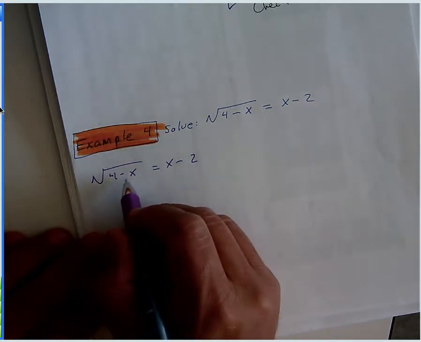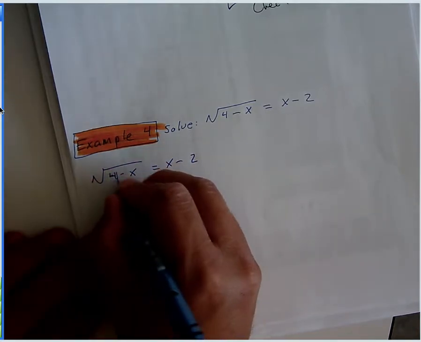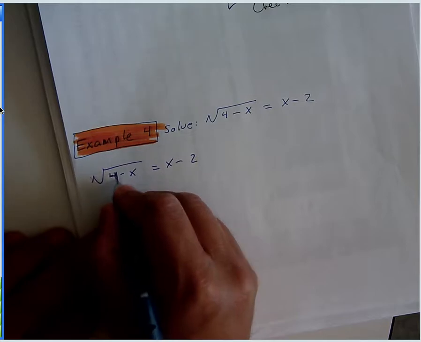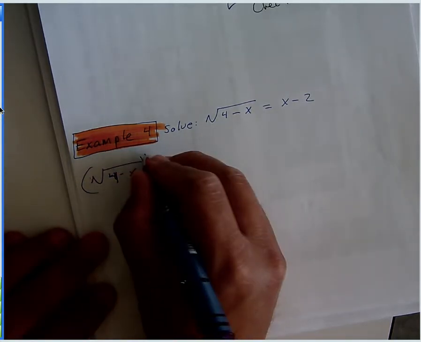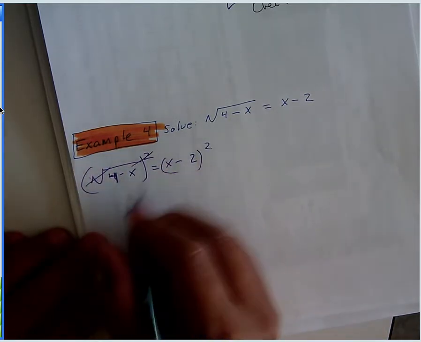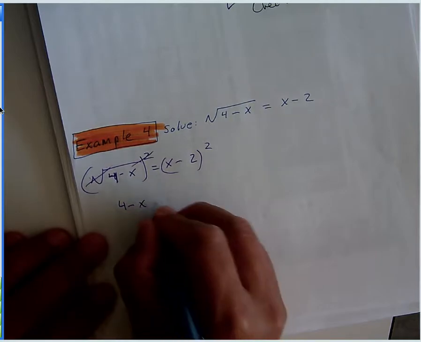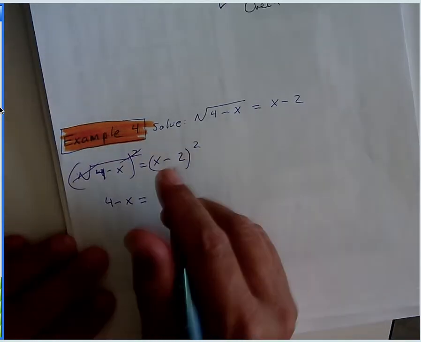So again, the radical is already isolated on one side, meaning this thing. So you're going to raise to that index. That index is 2, so you're going to raise the whole thing to the second power. This will eliminate that radical. You're going to end up with 4 minus x. And then on this side, you're going to have to expand this. You're going to have to FOIL.